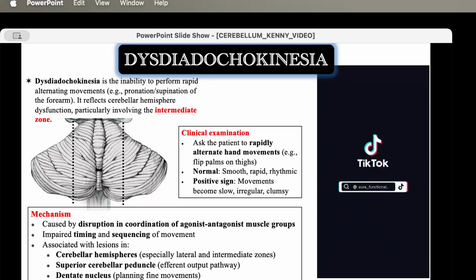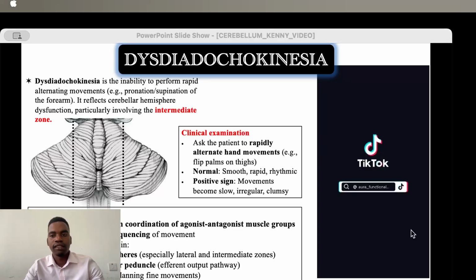So I think you can see how it ended. The girl could initially do this rapid test, rapid alternating movement, especially on the right hand side, but on the left hand side she couldn't. I mean, she initially did perform it well, but she later lost that coordination, and that's what happens in a person with dysdiadochokinesia.